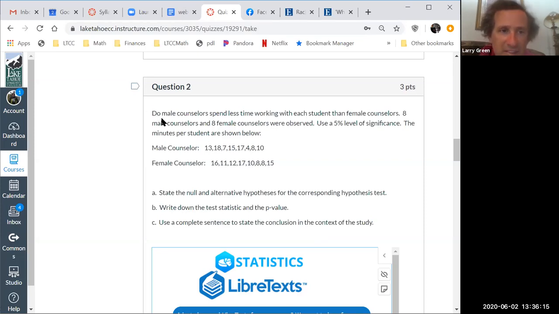Okay, so question 2. Do male counselors spend less time working with each student than female counselors? 8 male counselors and 8 female counselors were observed. Use a 5% level of significance. The minutes per student are shown below. And here's our male counselors, here's our female counselors. So on this one, we want to first state the null and alternative hypotheses for the corresponding hypothesis test.